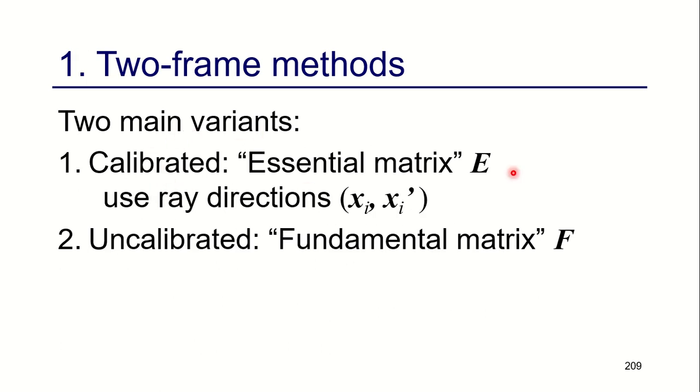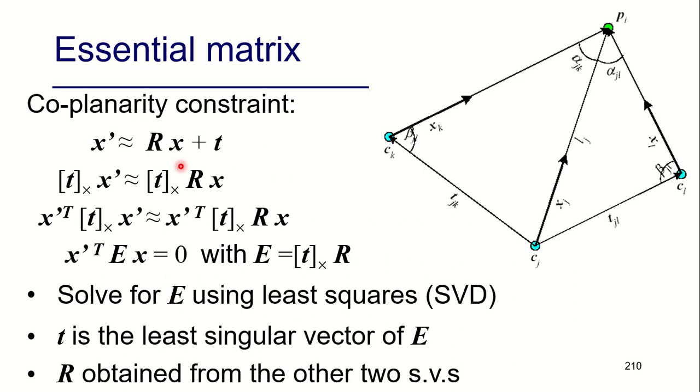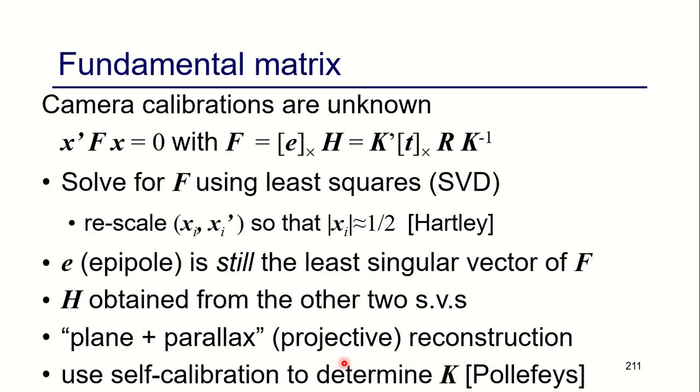One is the calibrated essential matrix E using ray directions, and the other one is the uncalibrated fundamental matrix F. So this is the essential matrix, which deals with the coplanarity constraint. You have to solve for E using least squares SVD, and T is the least singular vector of E. R is obtained from the other two SVs.